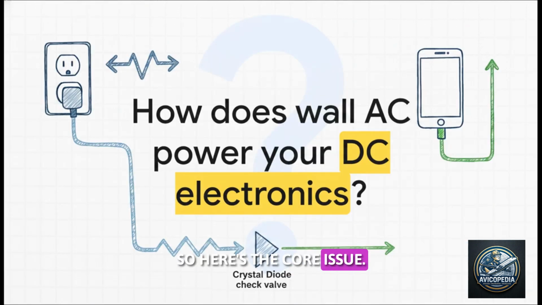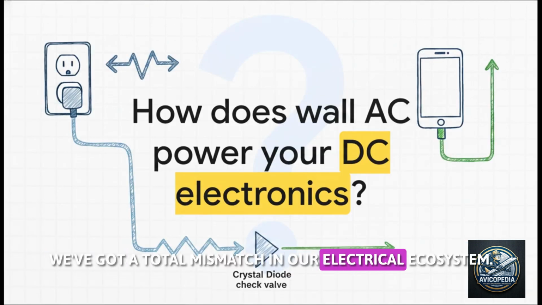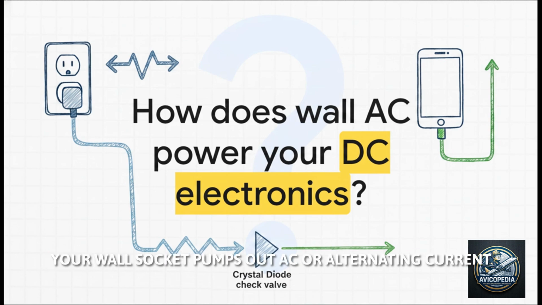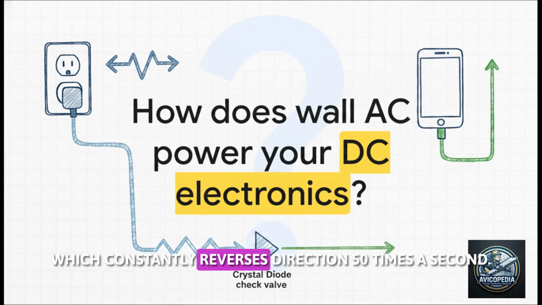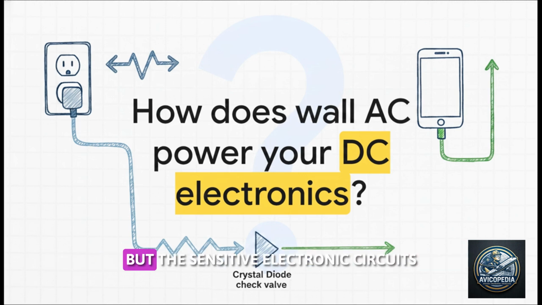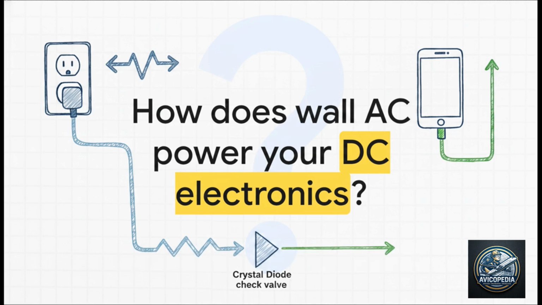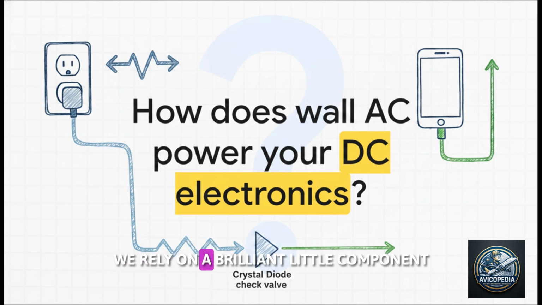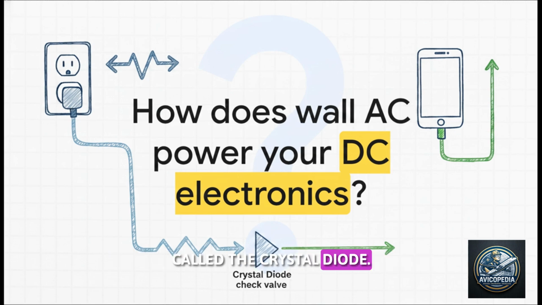So here's the core issue. We've got a total mismatch in our electrical ecosystem. Your wall socket pumps out AC, or alternating current, which constantly reverses direction 50 times a second. But the sensitive electronic circuits inside your favorite gadgets need DC, or direct current, a steady, one-way flow of electricity. To bridge that gap, we rely on a brilliant little component called the crystal diode.